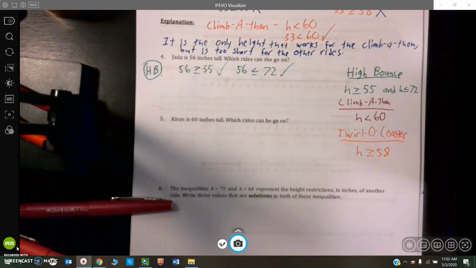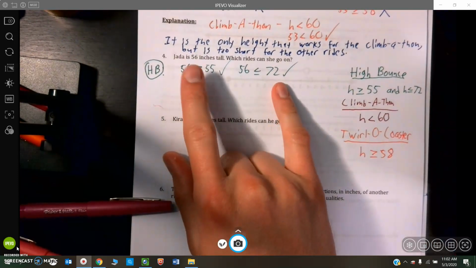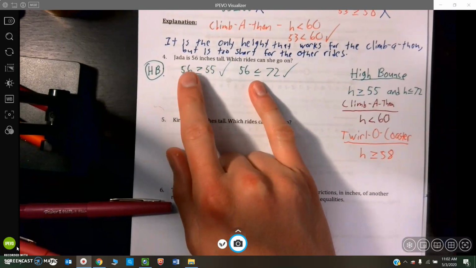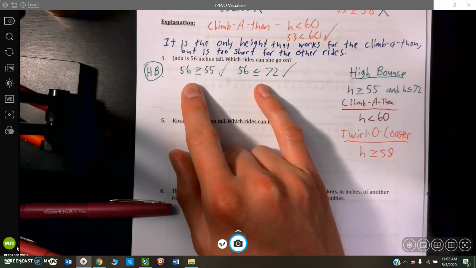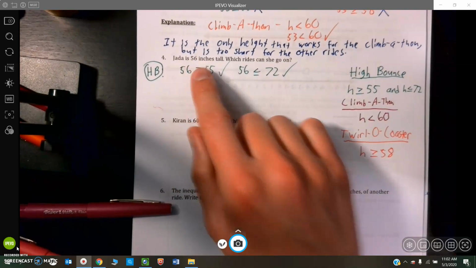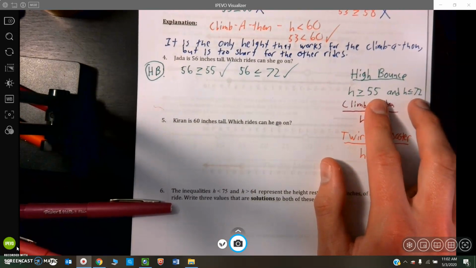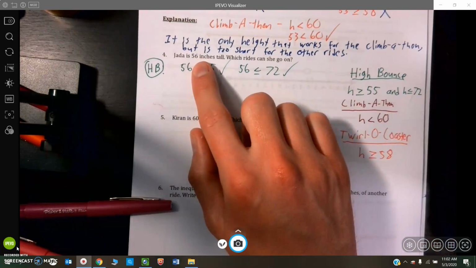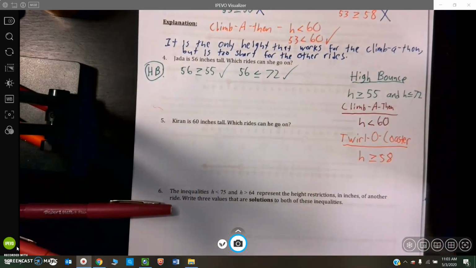Okay. And once again, this is a good way of showing it. I want you guys to get in the habit of substituting in values for inequalities. However, if you just thought about it, we knew for the high bounce you had to be in between 55 and 72 inches tall. I think most of us could just get that 56 is in between those two numbers.